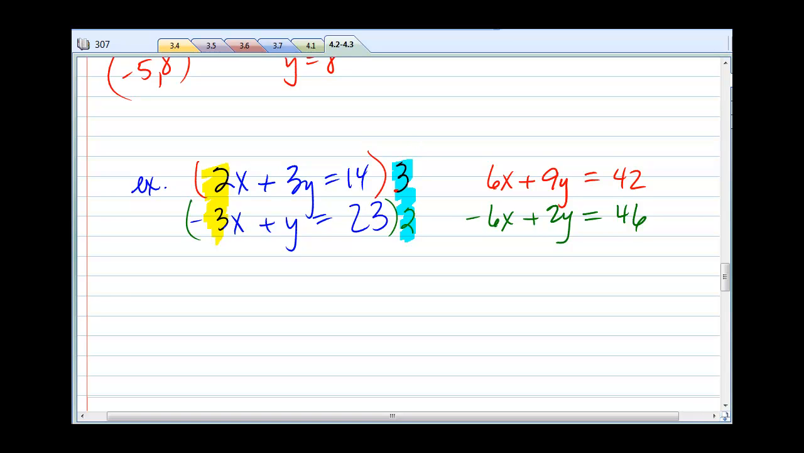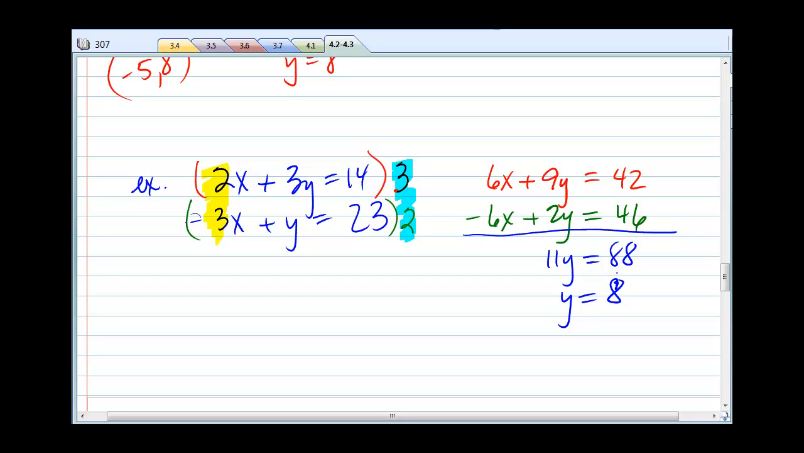Now you might be asking what happened to that negative sign. I looked at these two equations and I knew that I didn't have to multiply by a negative anything, because just by multiplying by 3 and a 2 gave me my opposite sign I needed, since the negative sign was already here. So if I want to add these two equations together, my x's are now eliminated and I get 11y is equal to 88. So y is equal to 8.